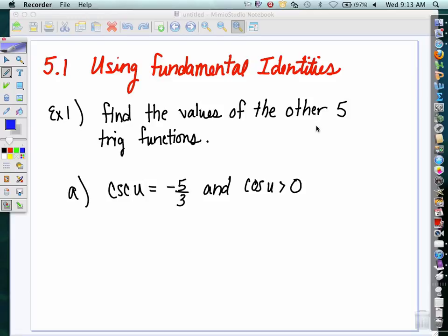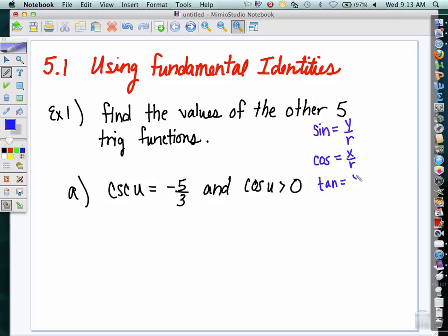You also want to know that your sine is equal to y over r. Your cosine is equal to x over r. Your tangent is equal to y over x. And then, of course, the inverse, cosecant is r over y. Secant is r over x. This is what you're trying to find. And cotangent would be x over y. So let's see what we have and what kind of information we're given.